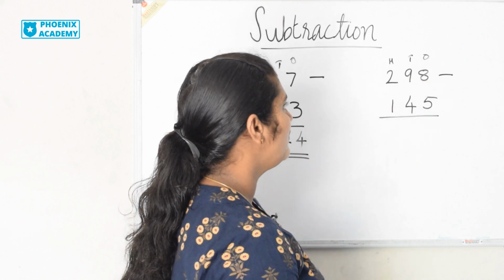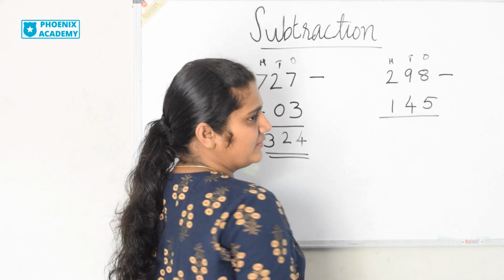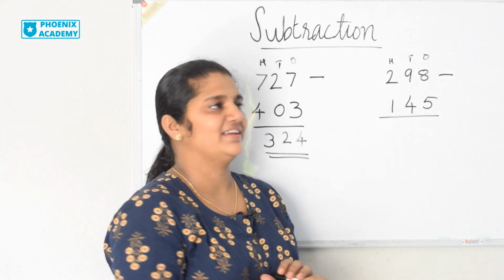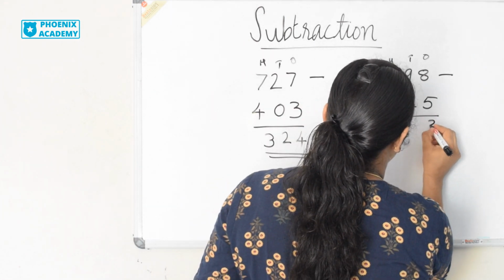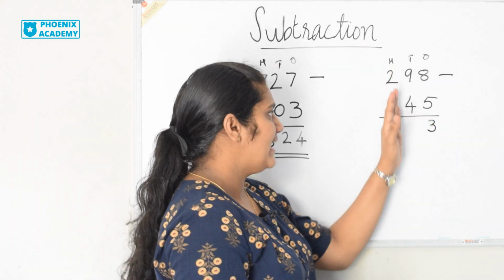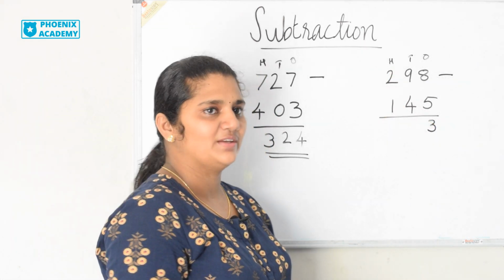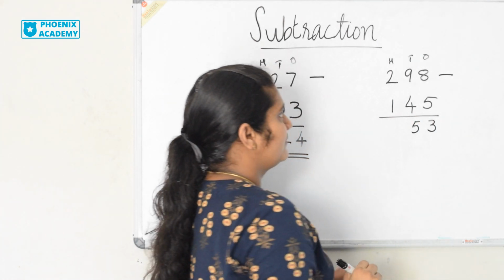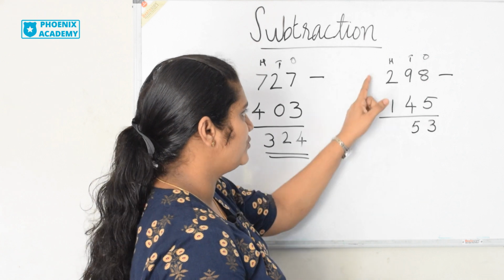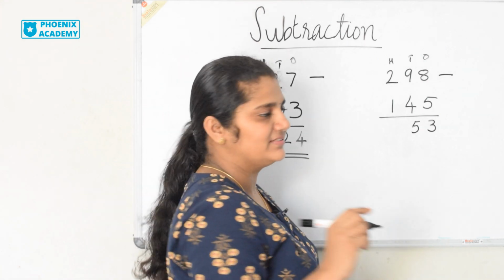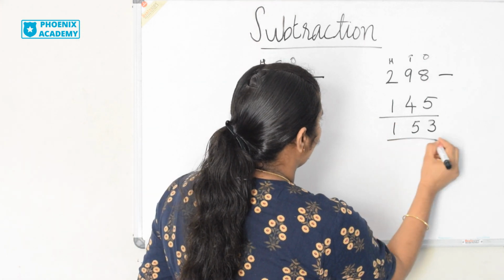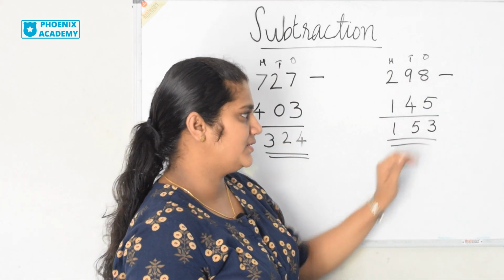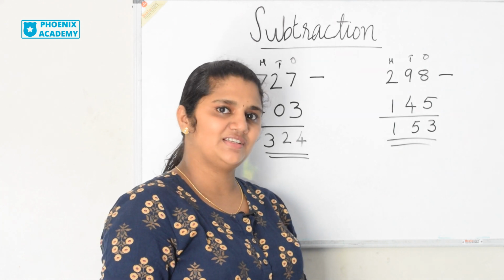Let's subtract from ones. 8 minus 5. What is 8 minus 5? Yes, 3. 9 minus 4 is 5. Let's subtract hundreds now. 2 minus 1, 1. 298 minus 145 is 153.